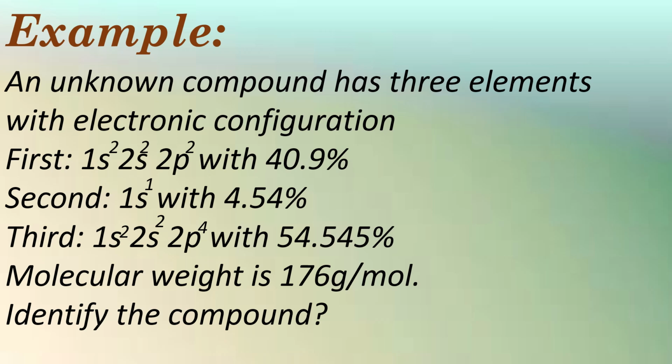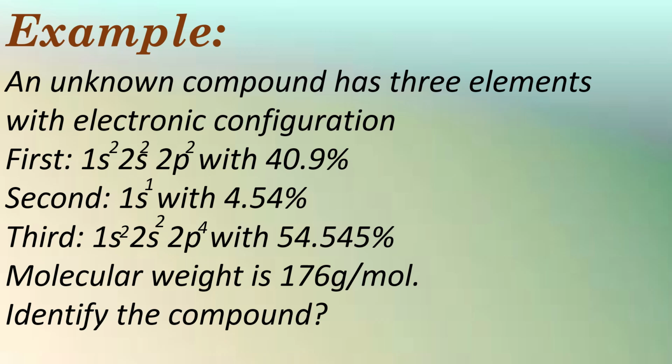As you can see, the first element has 1s2, 2s2, 2p2. So total of 6 electrons, 2 plus 2 plus 2, it becomes 6 electrons. In a neutral atom, electrons and protons are equal. So that means it has 6 protons. So 6 is the atomic number of carbon. So the first element is carbon.